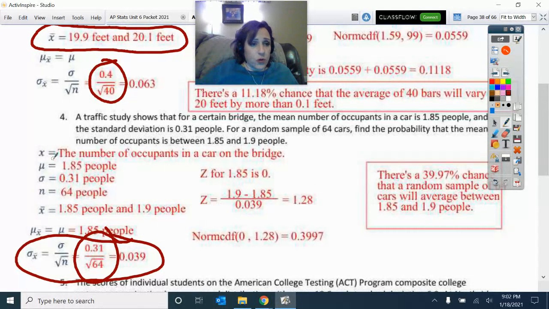So the first z-score is for 1.85, which is the mean, so that's a 0. And then the second z-score is 1.9 minus the mean over the standard deviation, which is 1.28. So I'm just going to norm CDF between 0 and 1.28. So there's a 39.97% chance that the average of 64 people will have between 1.85 and 1.9 people in the car.